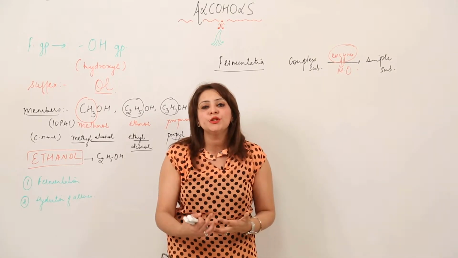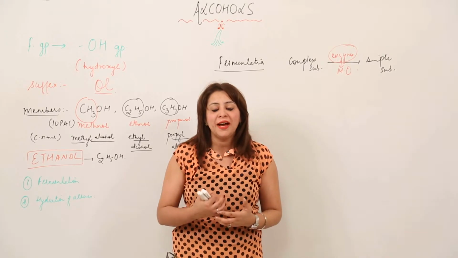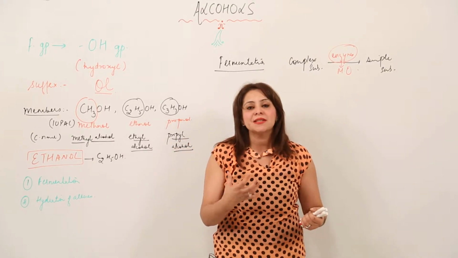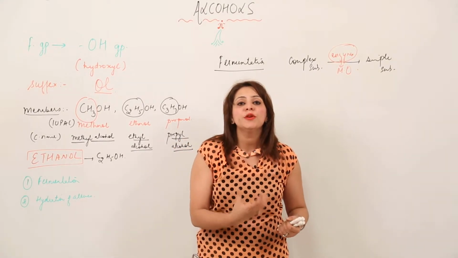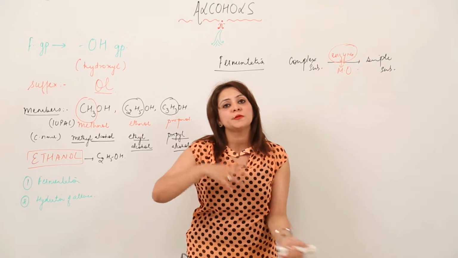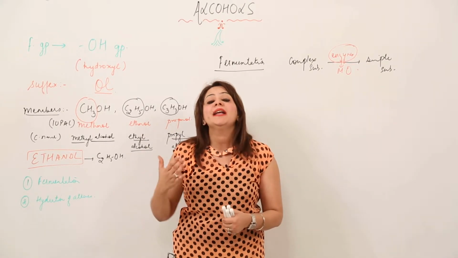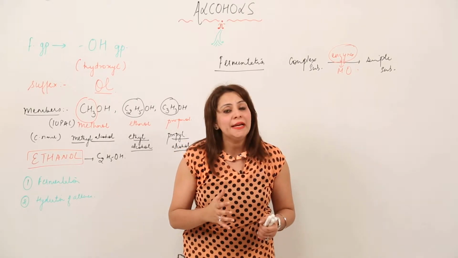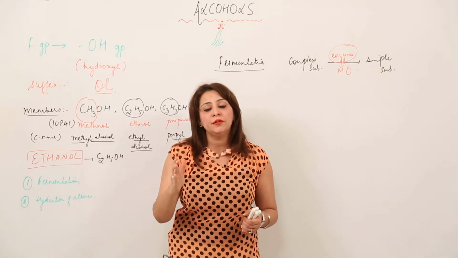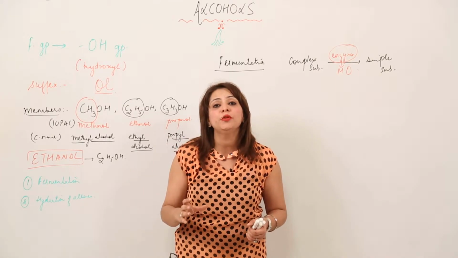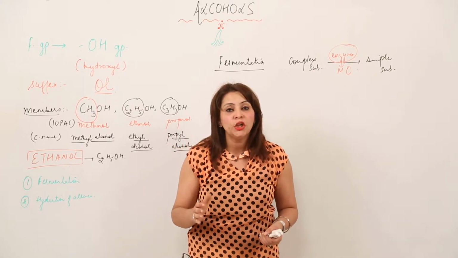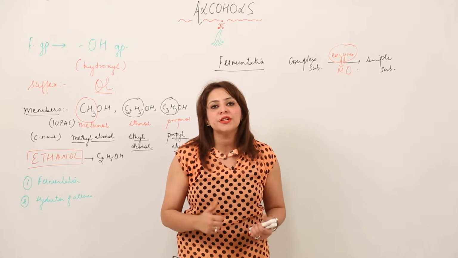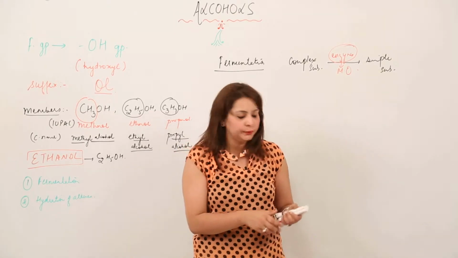So if somebody asks you to define fermentation, how are you going to define it? You are going to say that it is a process in which the complex substance gets broken down into simple substance by the action of enzymes which are released by the microorganisms. This is the basic phenomenon used in the breweries for the preparation of ethanol. So let us see how it is used in the production of ethanol.